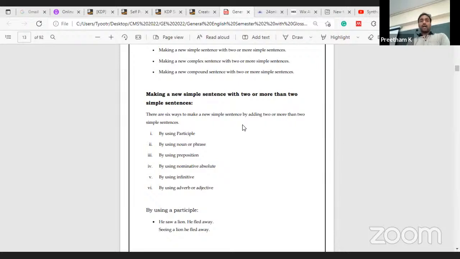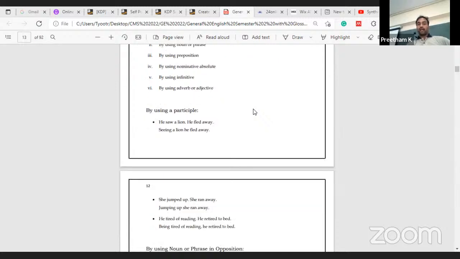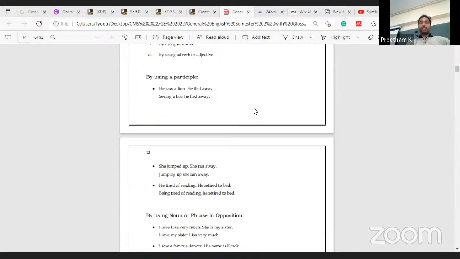So there are ways of synthesizing multiple simple sentences into a simple sentence. One is by using a participle. Second, by using noun or phrase. Third, by using preposition. Fourth, by using nominative absolute. Fifth, by using infinitive. And sixth, by using adverb or adjective. The first part is by using a participle.